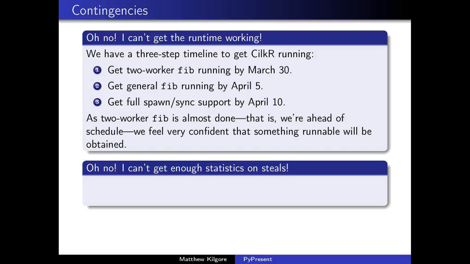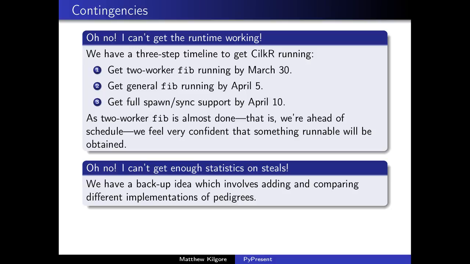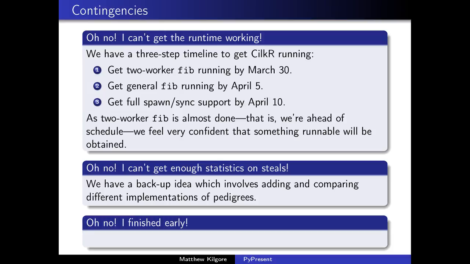Now, perhaps more pressingly, what if we can't get enough statistics on steals? Well, we have a backup idea, which would involve adding and comparing different implementations of pedigrees. This would be very nice because it would demonstrate the modularity of Cilk, perhaps even better. And if we finish on time, we'll do that anyway. Hopefully I've stayed under the 4 minutes. Thank you.